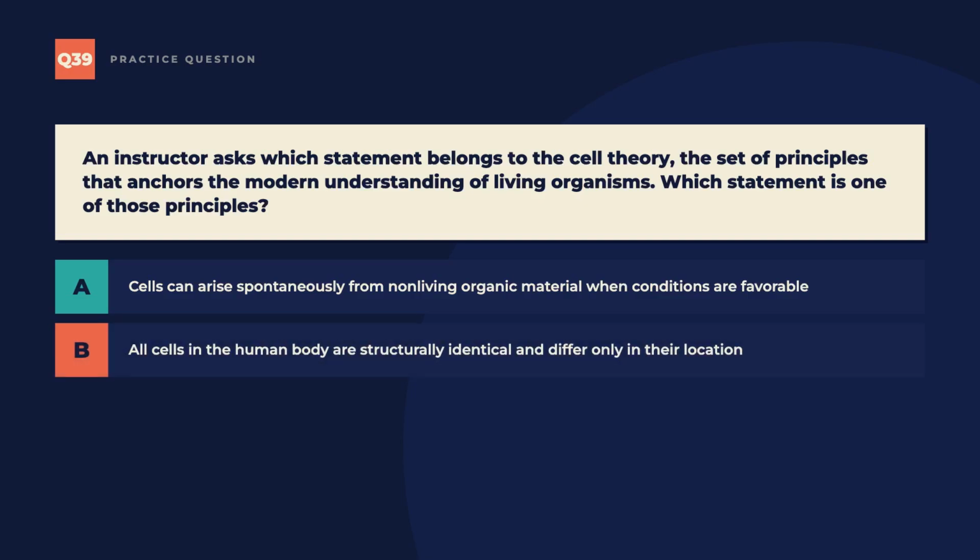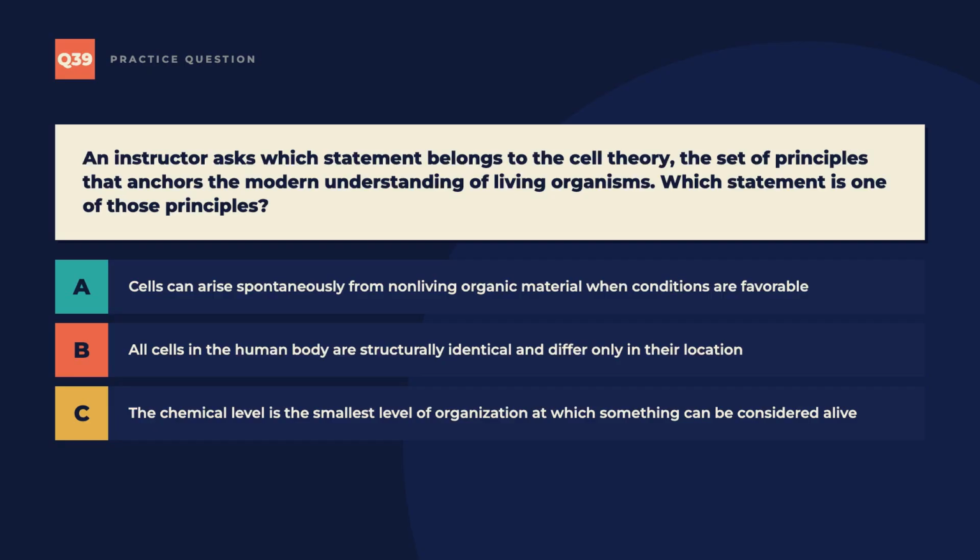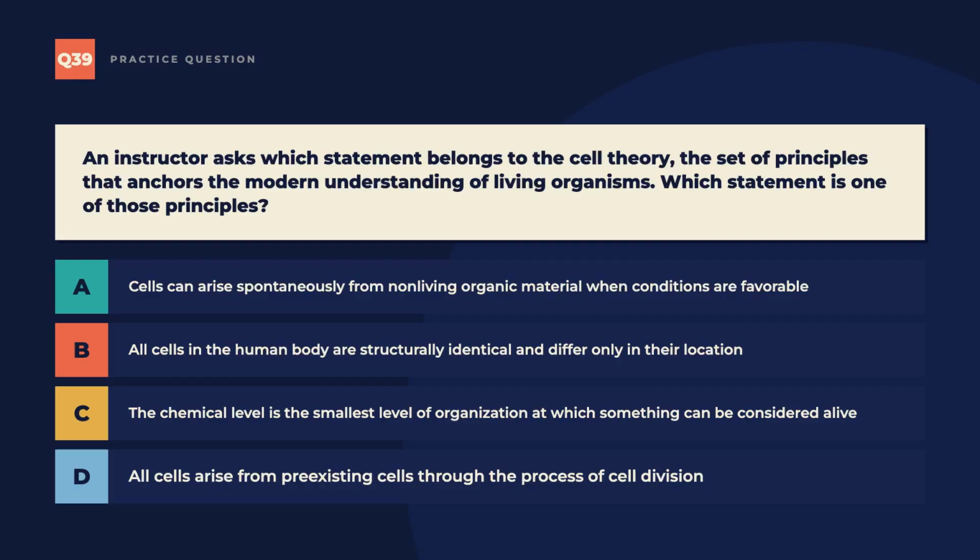B. All cells in the human body are structurally identical and differ only in their location. C. The chemical level is the smallest level of organization at which something can be considered alive. D. All cells arise from pre-existing cells through the process of cell division. Don't overthink it, which one feels right?